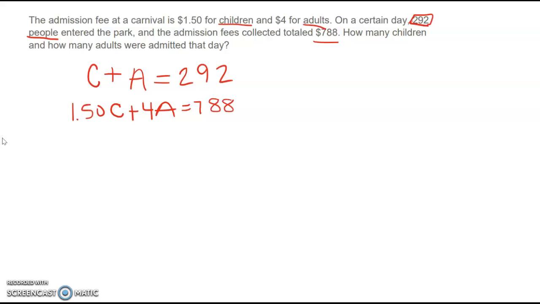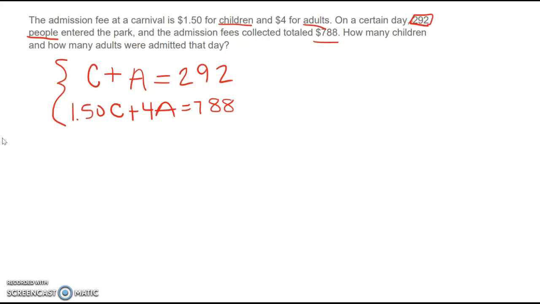Okay, so we've got our equation representing how many children and adults entered, so how many total people entered, and then we have our equation representing the total fees collected. Okay, so this is the first part. To me, it's the hardest part, and now we're just going to solve it. So we can solve by either substitution or elimination.